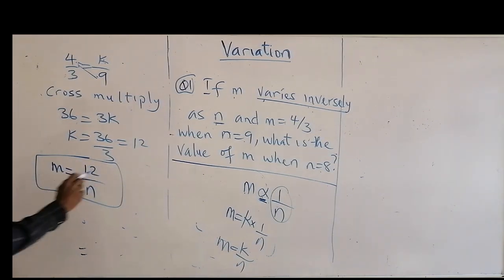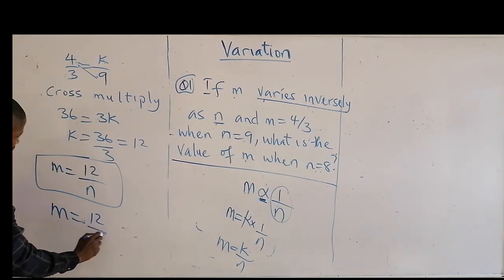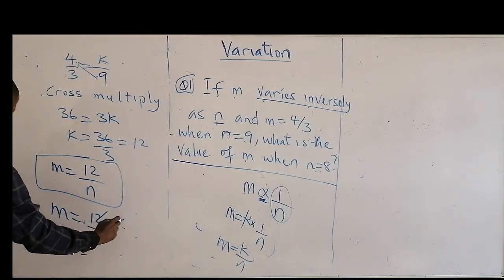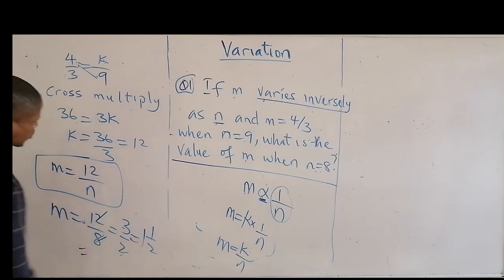Then finally, what is the value of M when N is 8? That will be equal to 12 over 8. And that's 4 here, 4 here 3, 4 here 2. So that's one whole number 2. So that's that on that question.